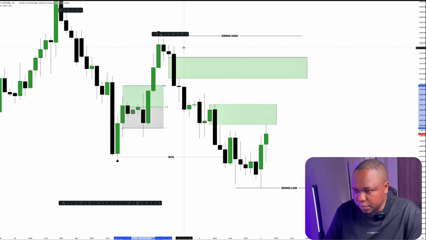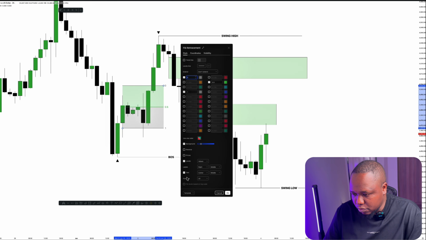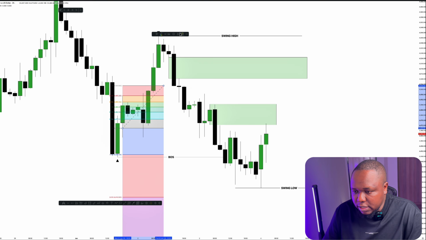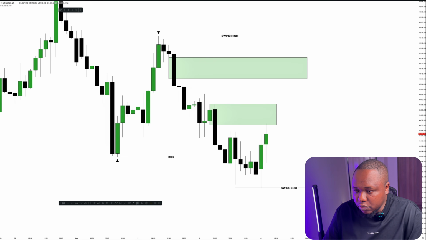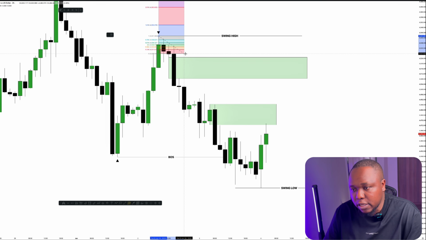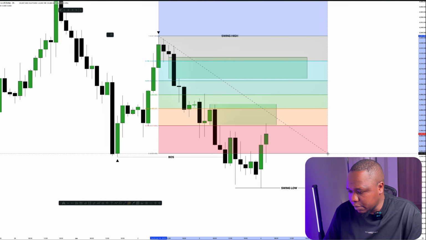So let me just take it back to default. Okay, so this is how it's going to be as your default Fibonacci, right? What we want to do here is to stretch from our highest point. Since we are in a downtrend, we are stretching from the highest point to the lowest point, looking for selling opportunities in the premium price.